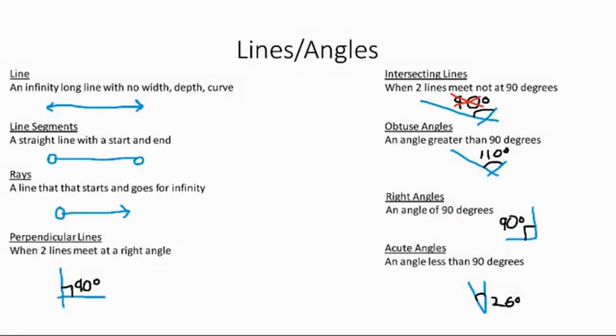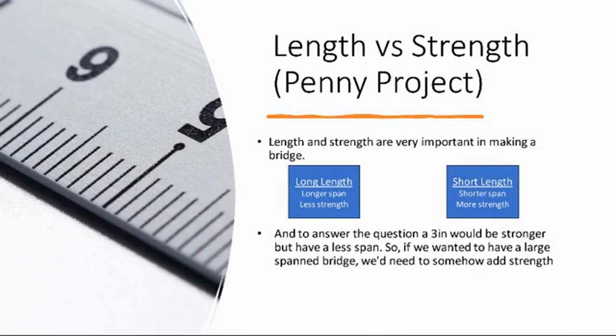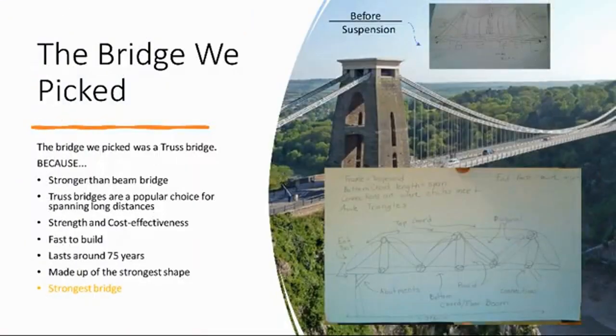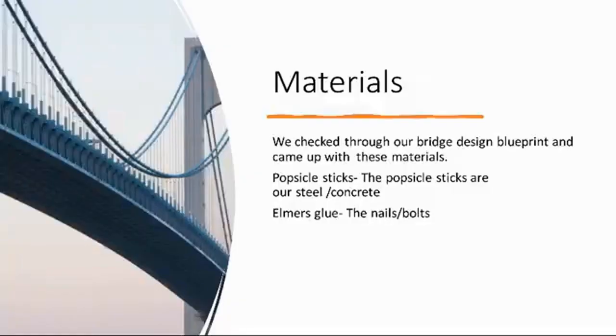Lines and angles. These are the lines and angles that you would find in a bridge. Length versus strength. Length and strength are very important in making a bridge. The bridge we picked. The bridge we picked was a truss bridge because it's super strong, popular, easy to make, lasts decades, made up of triangles, and it's the strongest bridge.